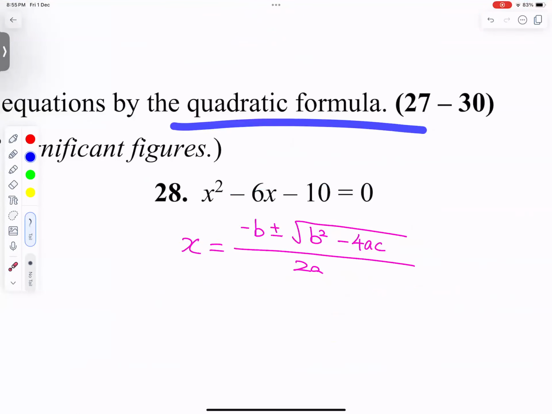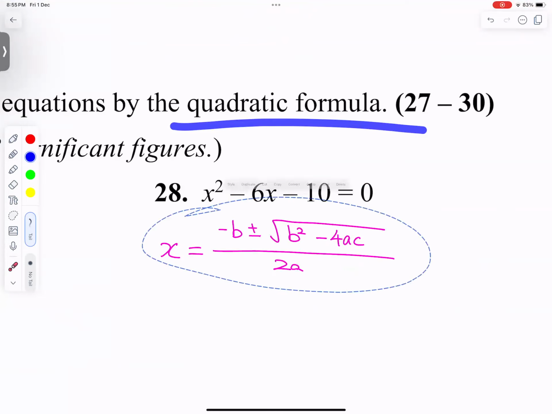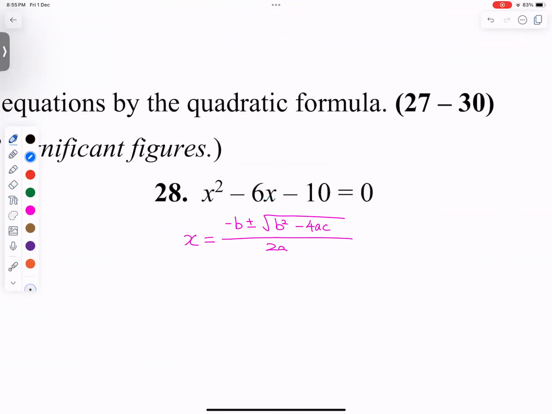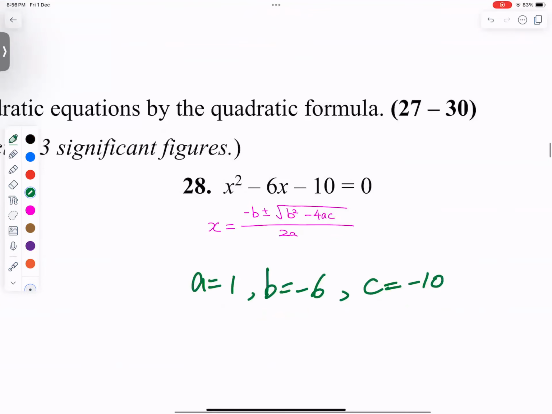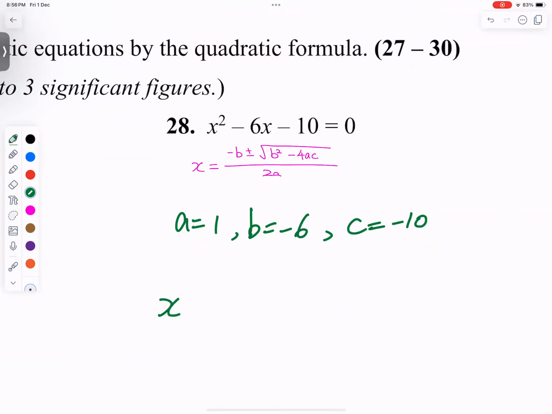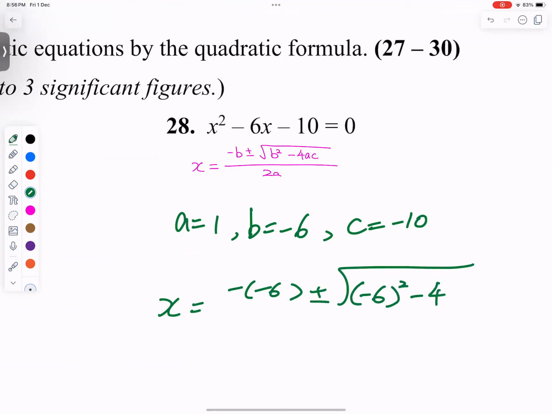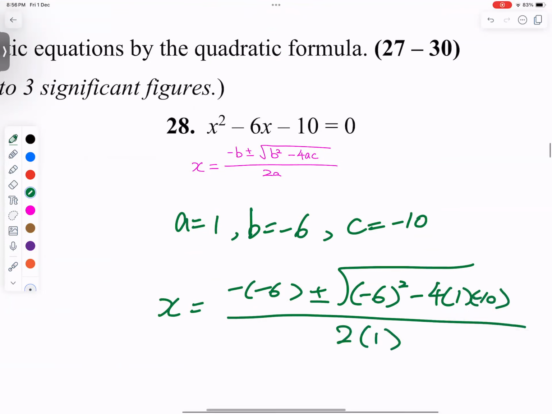So what's your A? What's your B? A is 1, B is -6, C is -10. Okay, then can you fill in the quadratic formula? -6, and then plus minus square root, bracket, -6 squared, -4, 1, and then -10. Oh, yeah, -10. And then 2, 1.